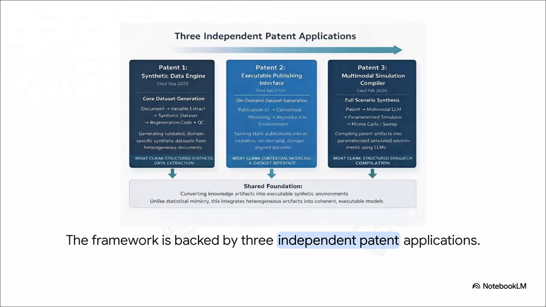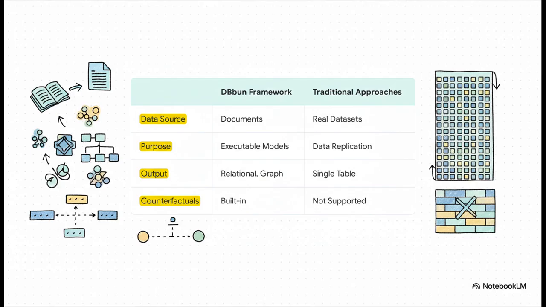Okay, so at this point you might be thinking, wait, how is this different from other synthetic data tools I've heard of? And that's a great question. Here's the key difference. Traditional tools like GANs, they need real data to learn from. They're designed to mimic an existing dataset. This framework, it doesn't need any data to start. It pulls the logic straight from the text of the document. And that means it can create models for things that don't even exist yet, things that have never been built or studied before.